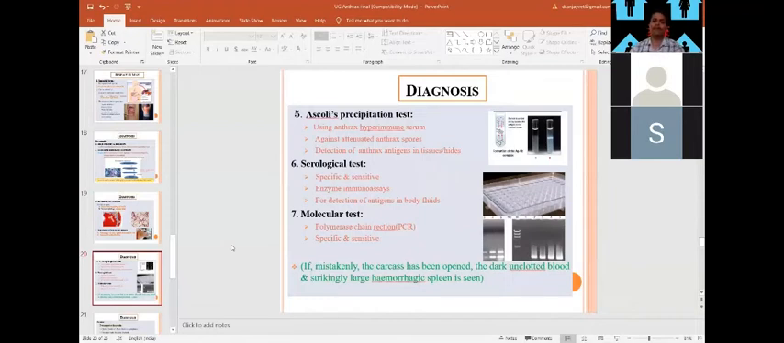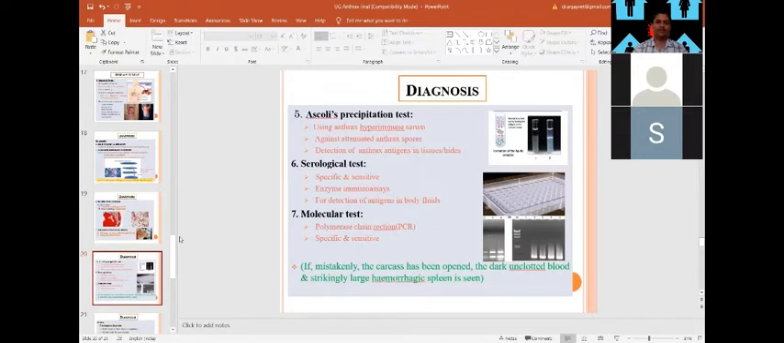Now, the next diagnosis is the Ascoli precipitation test. This is again an important question, most commonly asked in the examinations. In this we use the anthrax hyperimmune serum against the attenuated anthrax spores, and that is detected. This test is called a thermoprecipitation test, and by this test the antigens, that is the hide antigen or tissue antigens, are detected on the basis of antigen reactions.